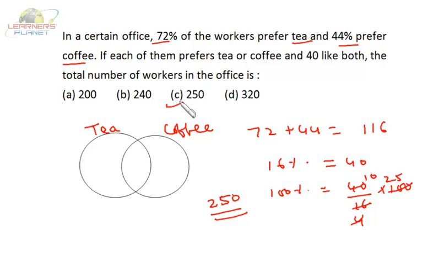You can do this problem even mentally, since we know that percentage cannot exceed 100%. That means a certain percentage is calculated twice. That means X percent is part of 72% and also of 44%, which is 16%. That means 16% are liking both. That means 100% is 400. Okay friends, I'm sorry, 100% is 250.